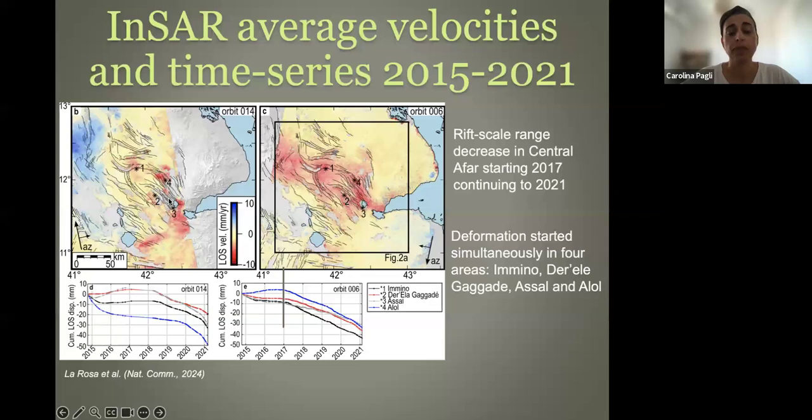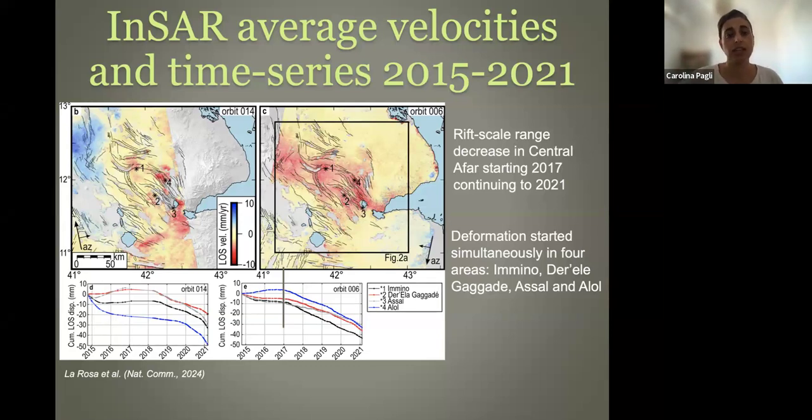Also, in this case, we see always red, both when we watch from the right and from the left. That means that it can only be a vertical motion, because if it was horizontal, if you look at it from this direction, it would be moving towards you. But when you look from the other direction, it will be moving away from the satellite. So having these two orbits is important in InSAR.